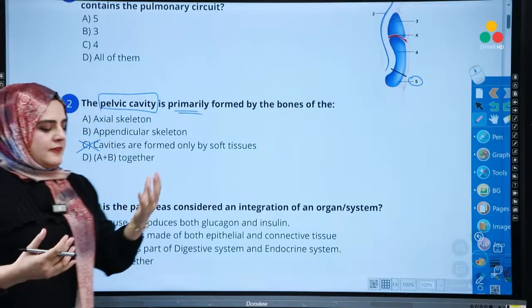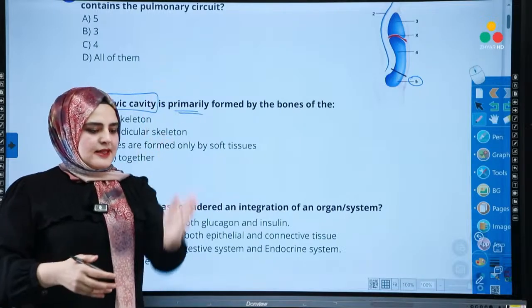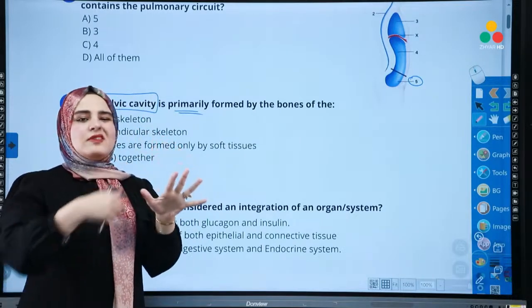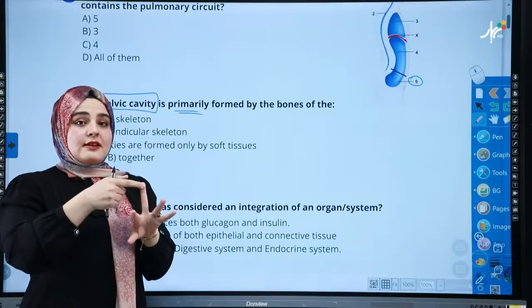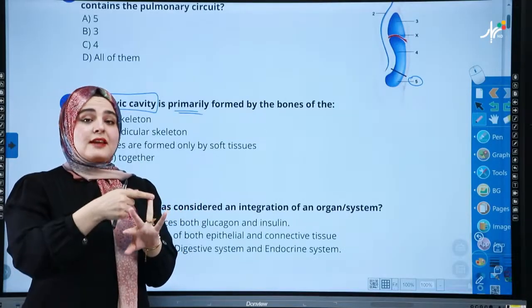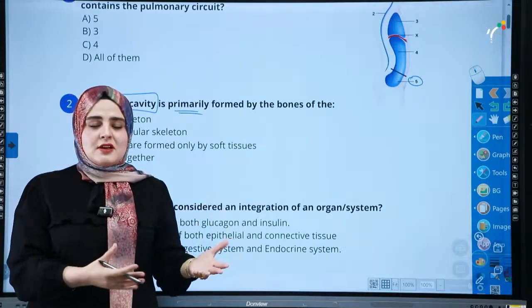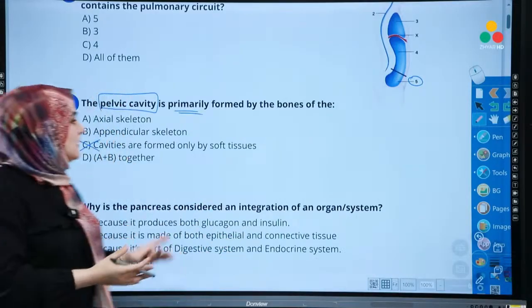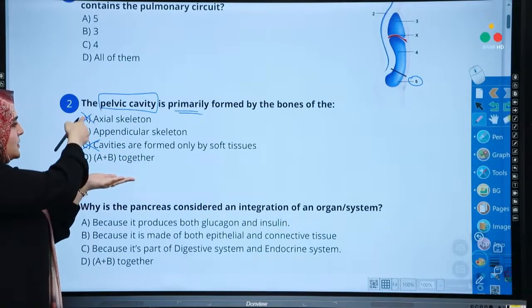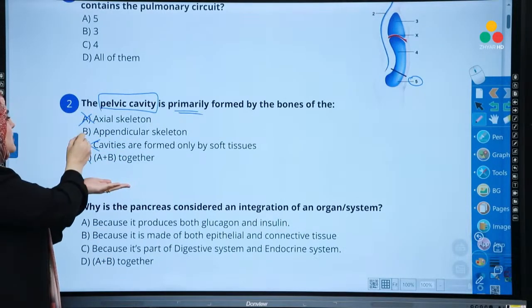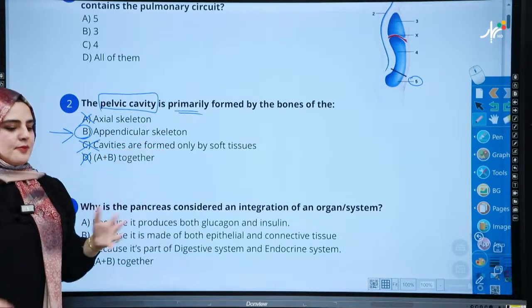If you remind yourself that the axial skeleton is the skeleton that is located on the axis of the body in the center, and there are 4 parts, the skull, the vertebrae, the sternum, the chest bone, and the ribs. There is no mention of the pelvis. So pelvis actually is appendicular. It's not axial. We can't choose that since we took A out. This is out too. The answer remaining is B, appendicular skeleton.